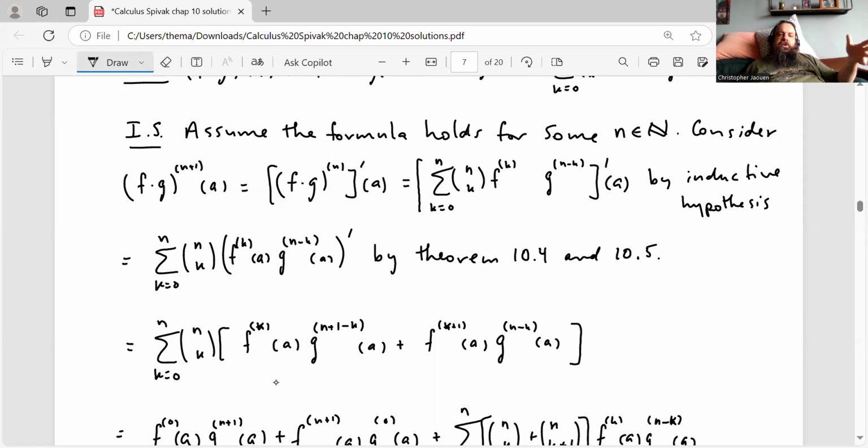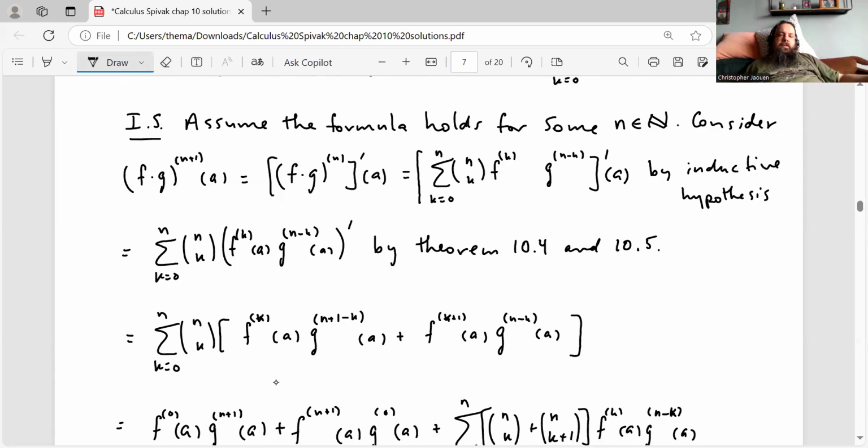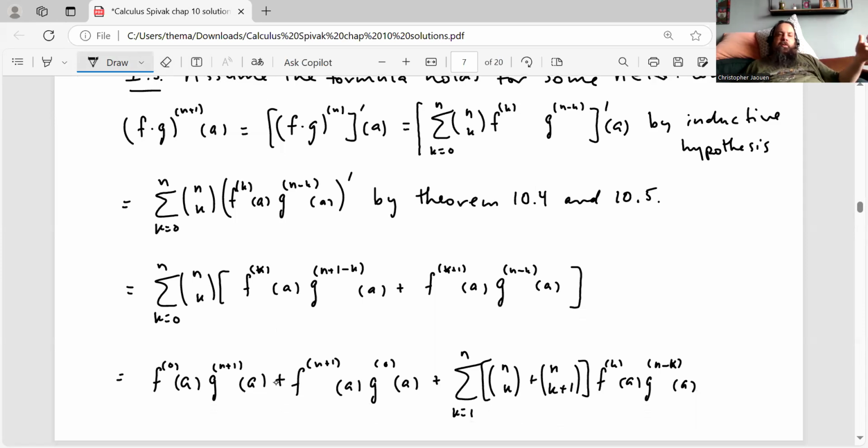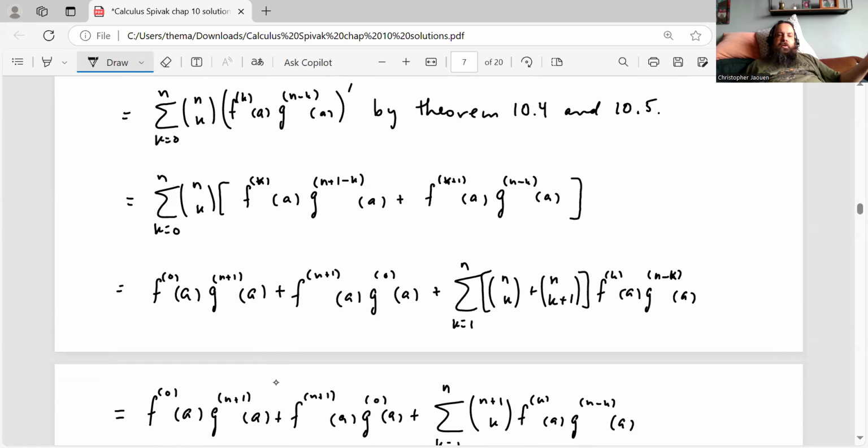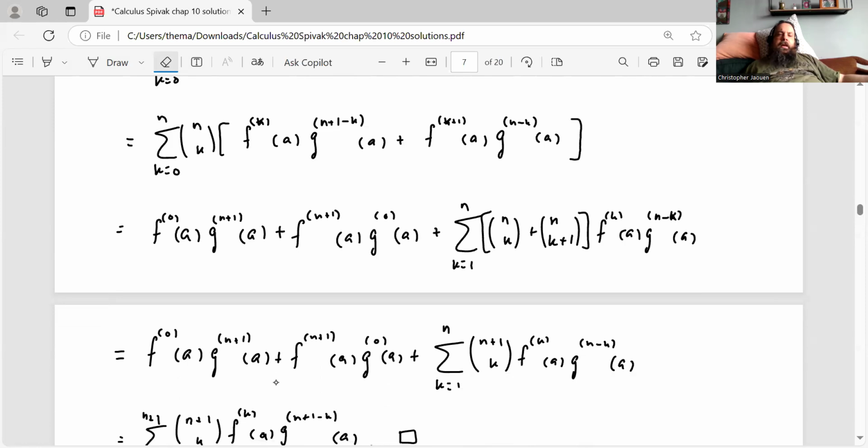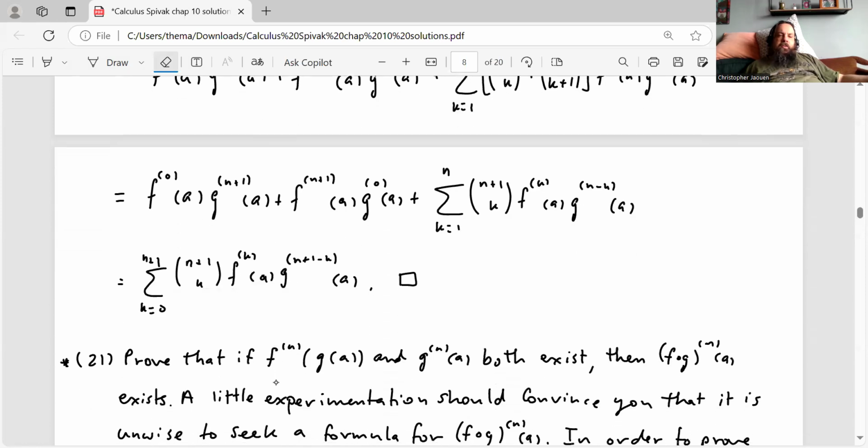And then really the rest is just using the differentiation rules from chapter 10 and just rearranging the sum to get what you want. So we can use theorems 10.4 and 10.5 from the chapter to get this expression here for the n plus first derivative. And then again, use the product rule for the derivative of this product here. And then I'll just rearrange the sum in a convenient way so that we can simplify everything and we end up with the formula that we expect over here. And that proves the Leibniz formula.